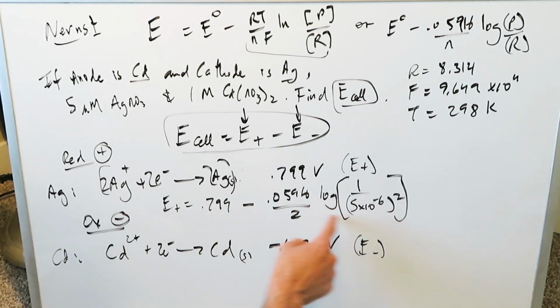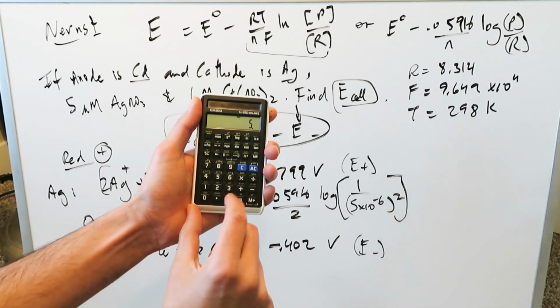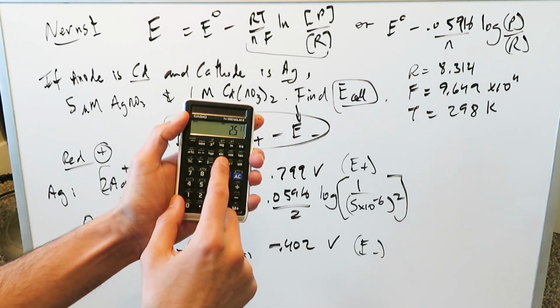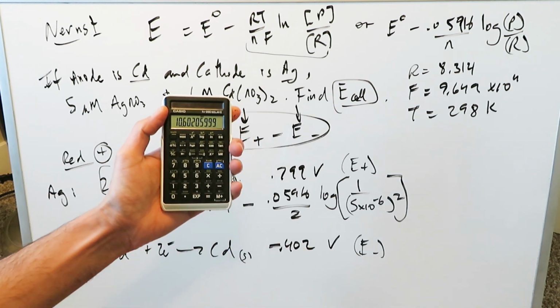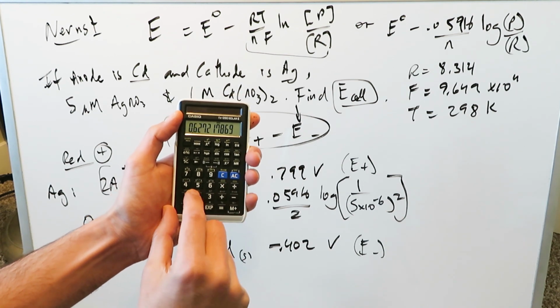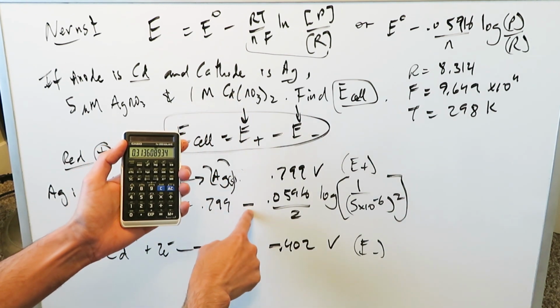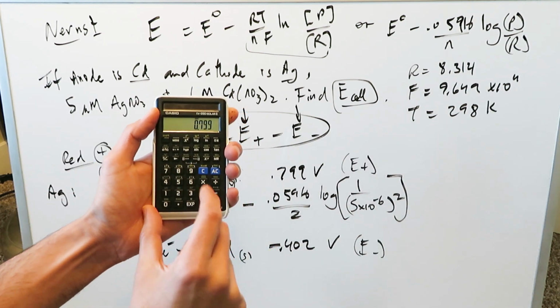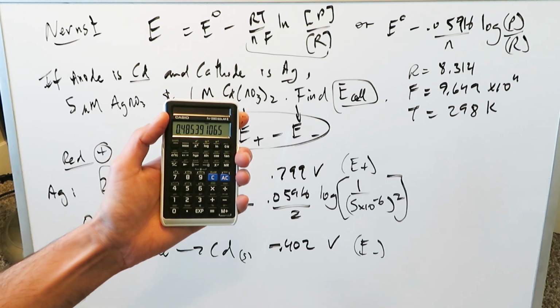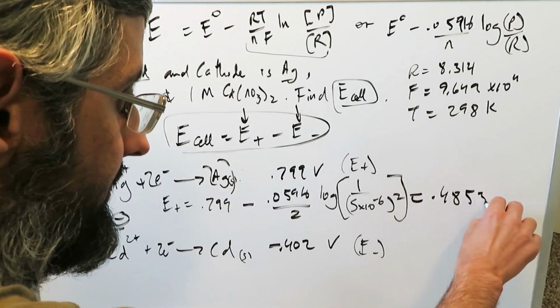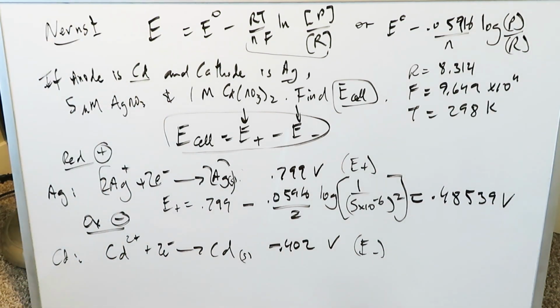Let's do it. We'll work from this side towards that. I have 5 exponent minus 6, I'm going to square it. I'll take the reciprocal of it because it's 1 divided by. Now I'll do the log of it. Now I'll multiply by 0.05916 divided by 2, but theirs is a negative, so I'll put a minus before it, and I'll add it to this. Plus 0.799, and I'm getting 0.48539. Let's put it here, 0.48539 volts.